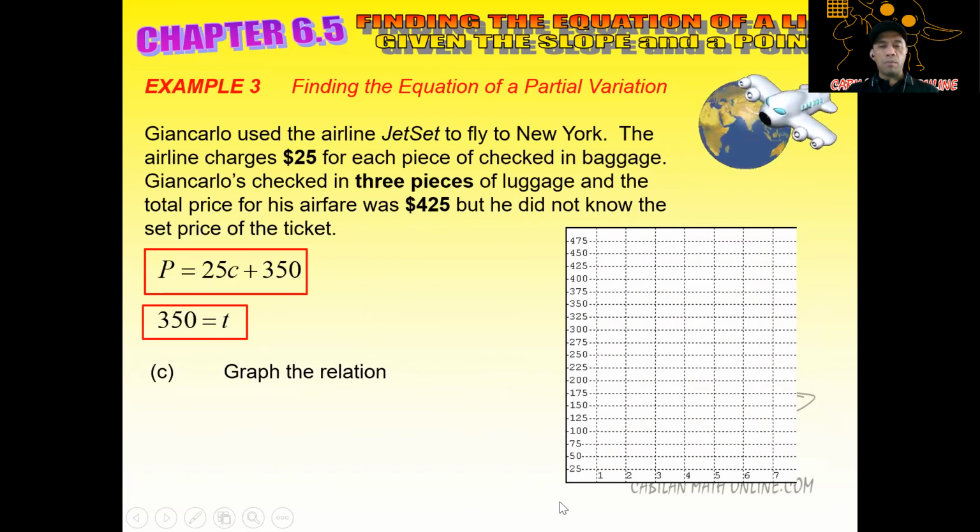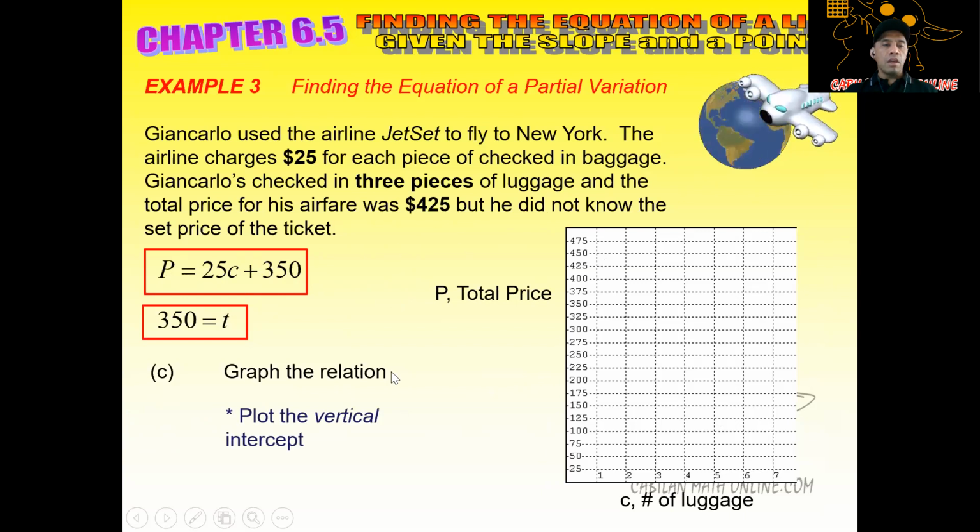For this one, just keep in mind that we are dealing with price and luggage. So if you take a look at p equals 25c plus 350, the number of luggage will be on the horizontal axis, and the price will be on the vertical axis. Our very first step is to plot the vertical intercept, which is just a fancy word for the y-intercept. Remember, the y-intercept would be the value for b, which is always a number. If you look at the equation, that will be the 350. So plot that first.